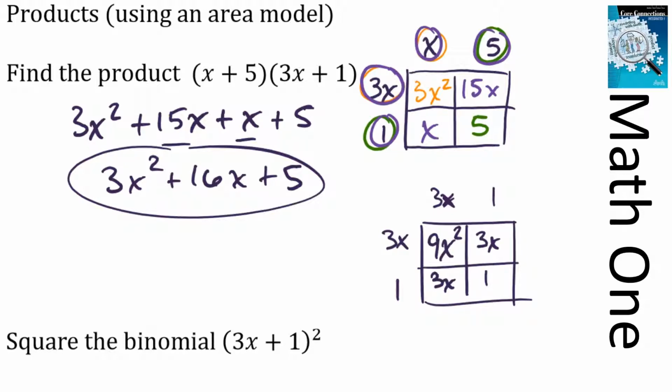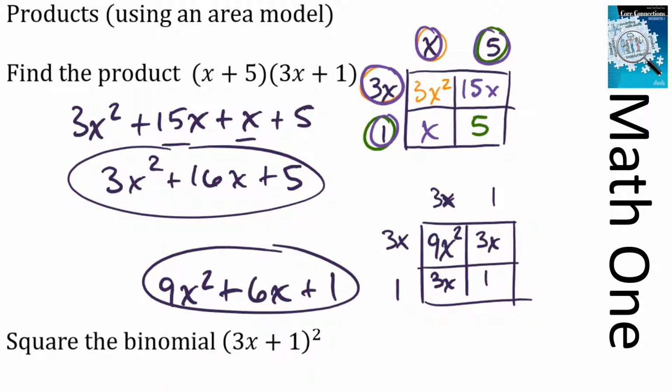So if I combine like terms, I end up with 9x squared plus 3x, and 3x is 6x, and then plus a 1. So that is the product of 3x plus 1 times 3x plus 1.